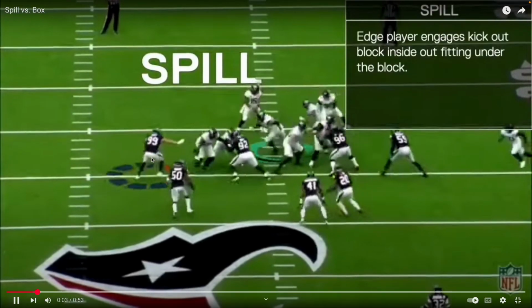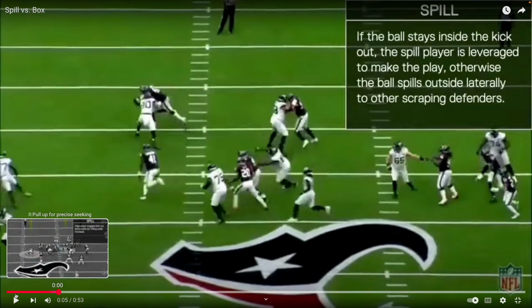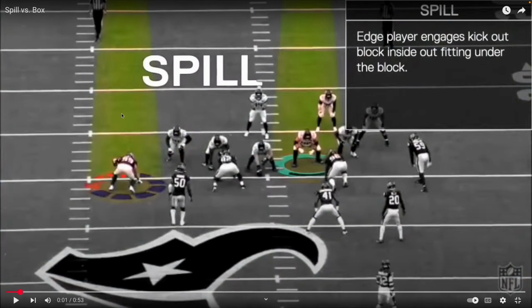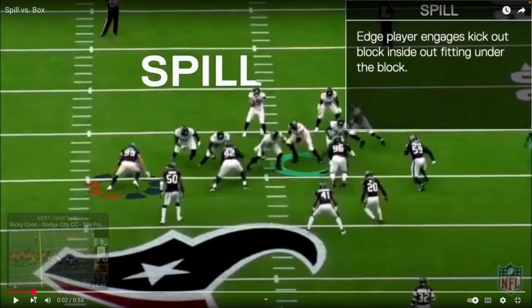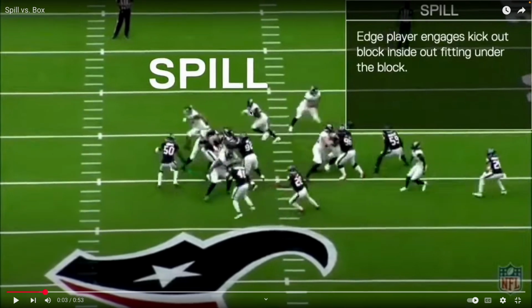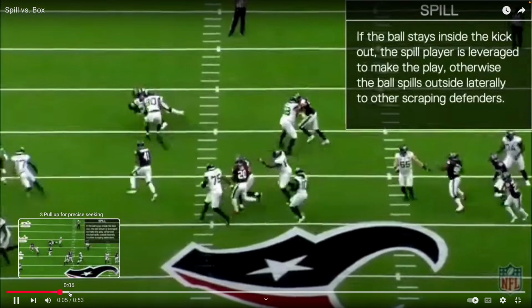This end here is squeezing down and then he spills. Now, why do we spill, guys? Because we want the running back to run sideline to sideline horizontally. We don't want the running back running towards our end zone. So when we spill here, look, he's going to squeeze down right here. The running back wants to run here, but because he spills right here, now the running back has to bounce it outside. And that's where we can go make tackles.